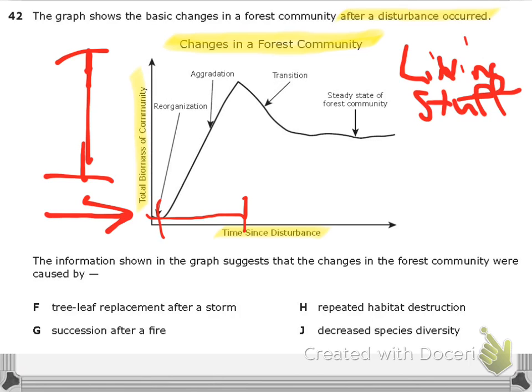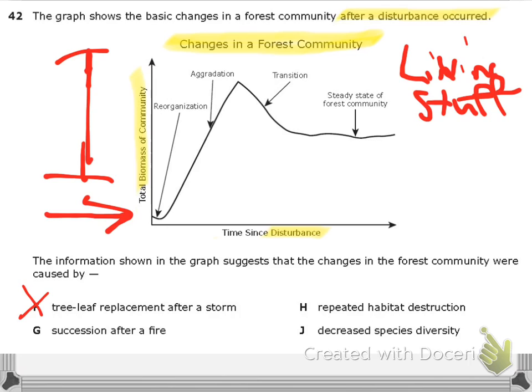Okay, let's say there was a storm that just blew off the leaves of a tree. Now, I've never seen one of those storms, but I'm sure they exist, that they only blow leaves off of trees. Is that going to practically wipe out the biomass of a forest community? Is that going to practically wipe out all the living stuff in this forest? A storm blowing leaves off of a tree? I highly doubt it, okay? So F, no good. F, we're just going to get rid of that one.